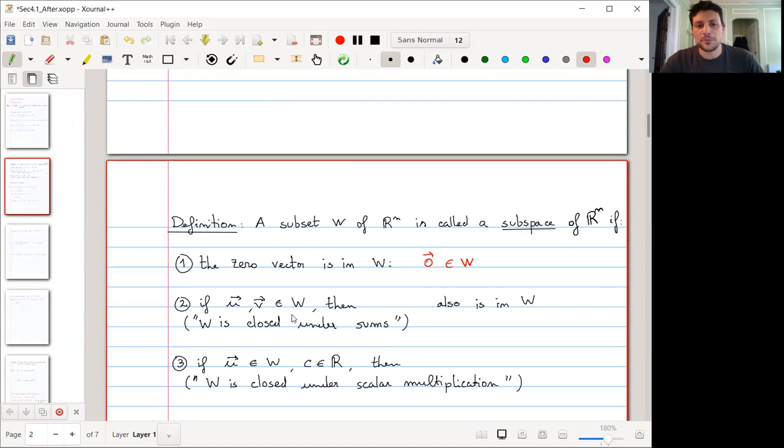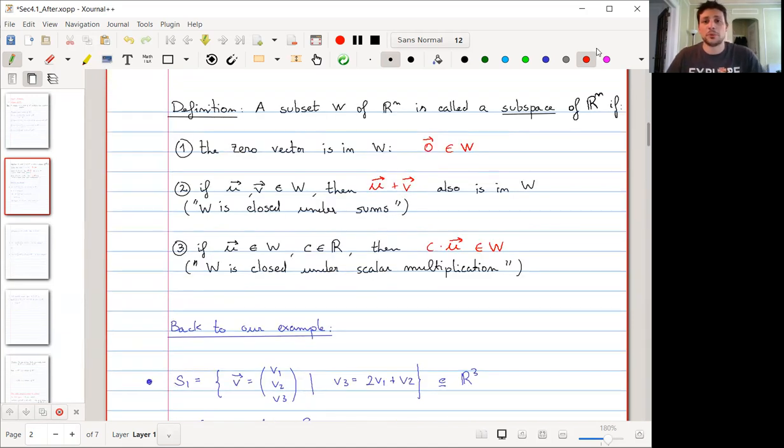Then W, to be a subspace, must be closed under sums, which means that whenever I have 2 elements u and v inside W, then I need to check that also u plus v belongs to W. And W is closed under scalar multiplication, which means that whenever I have an object u of W and any scalar c, a real number, then I need to check that also c times the vector u belongs to W. If W satisfies these 3 properties, then we say that W is a subspace of Rn. Let's go back to our example.